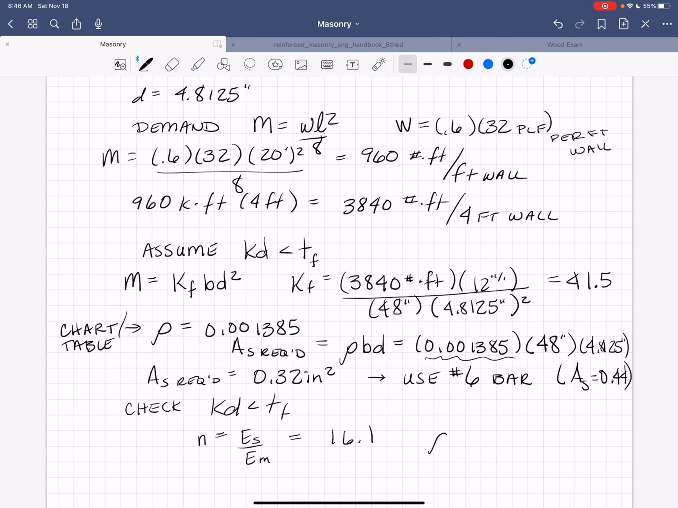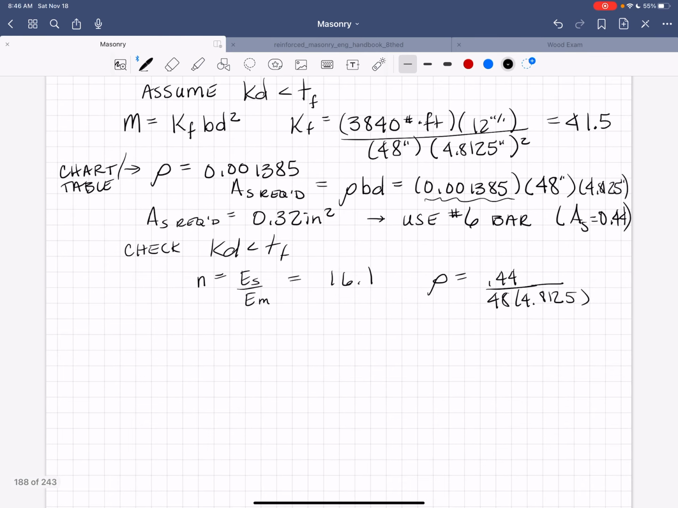Now let's check the actual rho. It's going to be 0.44 over 48 times 4.8125. Sorry, I'm at the bottom of the page here. And I'll get an actual rho with the steel I've provided of 0.0019. It's higher than that, which is fine. So that's actually my design rho. If I go in, I can go out and calculate this like a normal problem now, but let's check our assumption of kd less than tf.